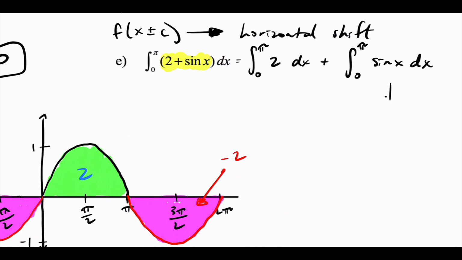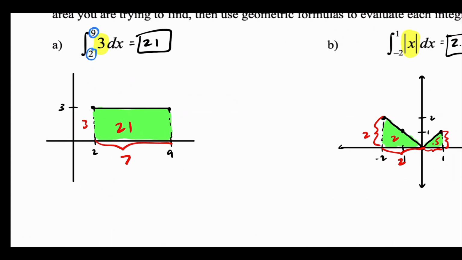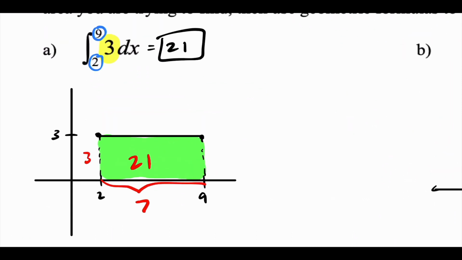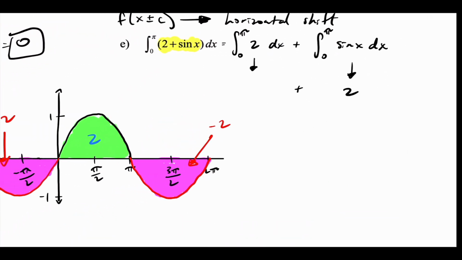So this guy we already know. From 0 to pi, that guy is going to be 2. That's just the green stuff. This guy here is going to look very similar to the very first one we did. It's going to create a box, because the function is just a constant. Here it's just 2. So what is that box going to look like? It's going to look like this.